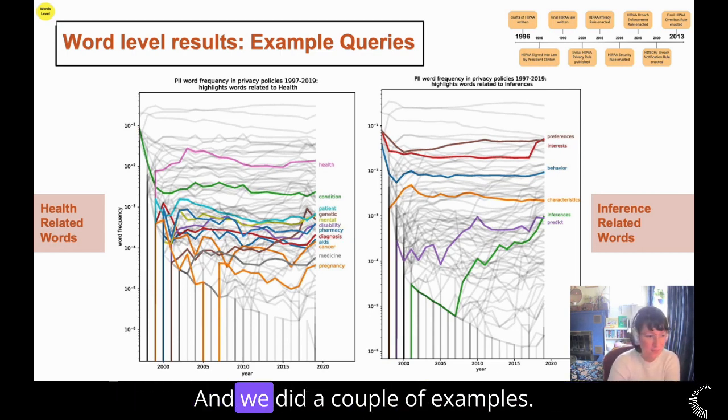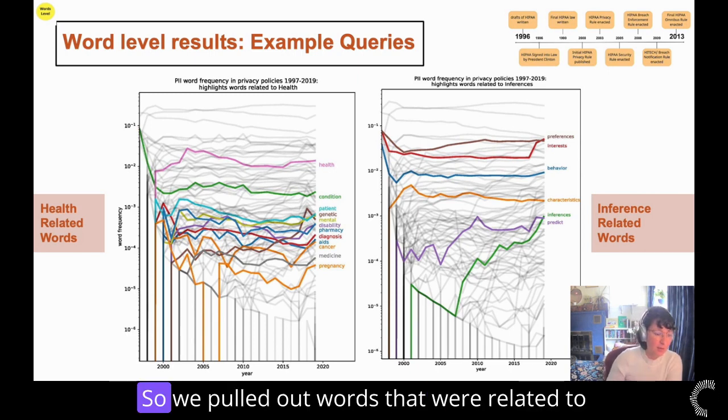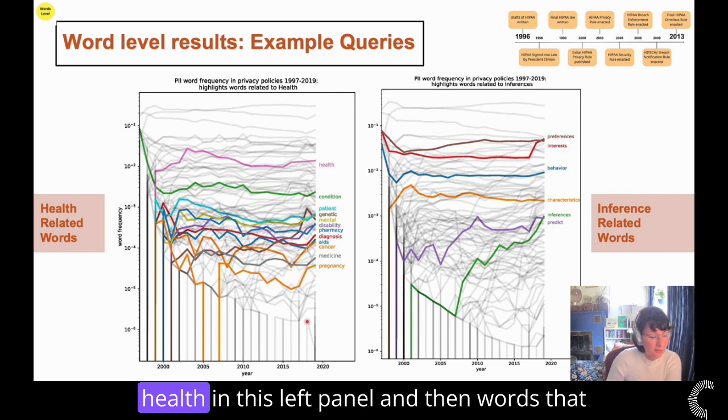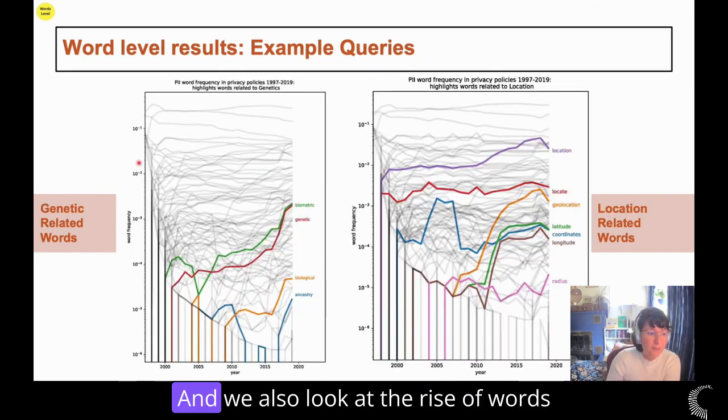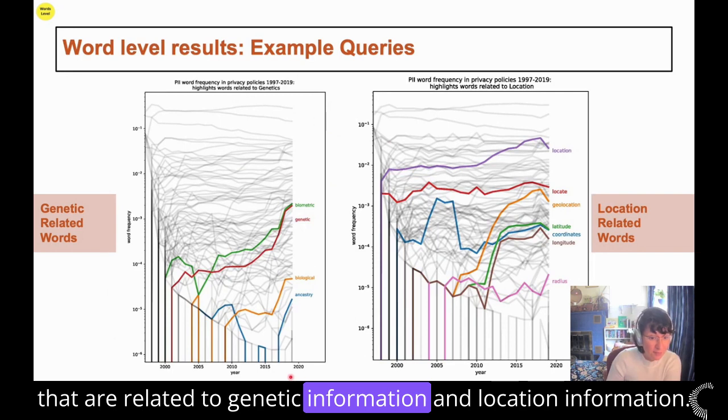And we did a couple of examples. We pulled out words that were related to health in this left panel, and then words that were related to inference on this right panel. And we also look at the rise of words that are related to genetic information and location information.